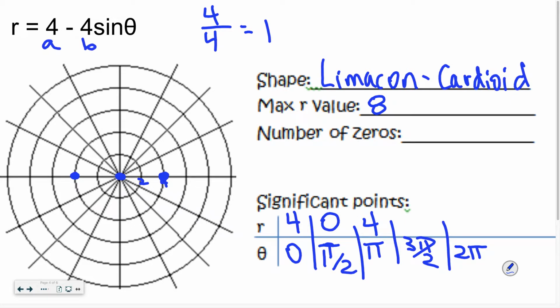And then 3 pi over 2. We know that the sine of 3 pi over 2 is negative 1. So we have 4 minus 4 times negative 1. Here's where we get our 8. That makes sense. We knew a majority of this was going to be below the pole. So 2, 4, 6, 8. And of course, we end where we start.